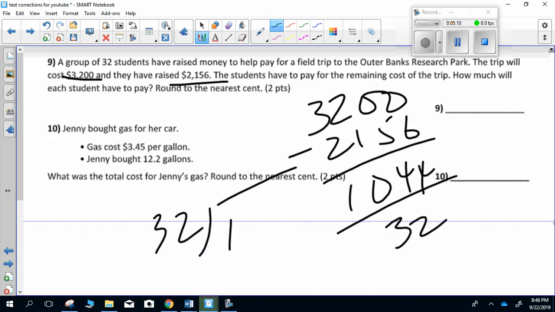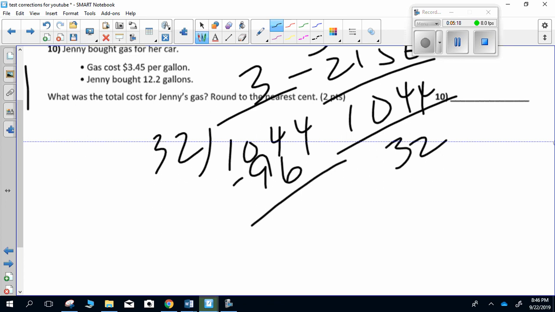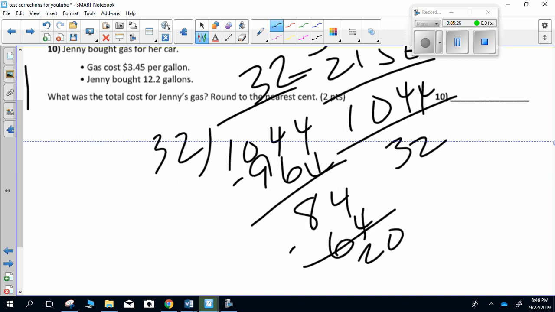32 into 1,044, 3 times, gives me 96. Subtract, I get 84, goes twice, which is 64. Subtract, I get 20, add a decimal point and a 0.